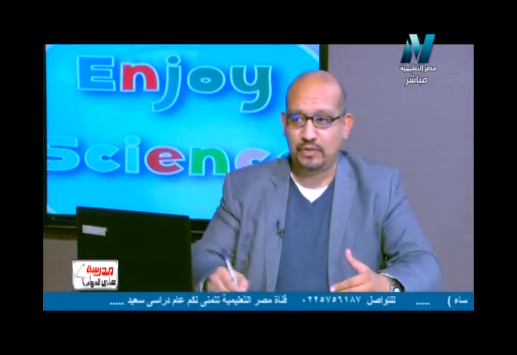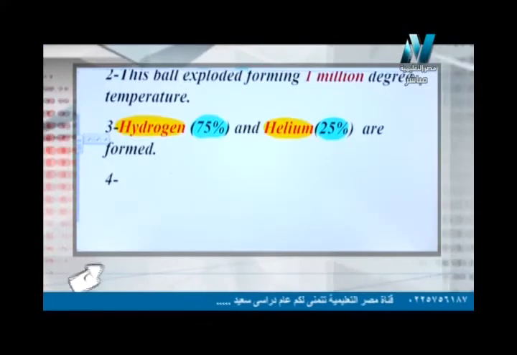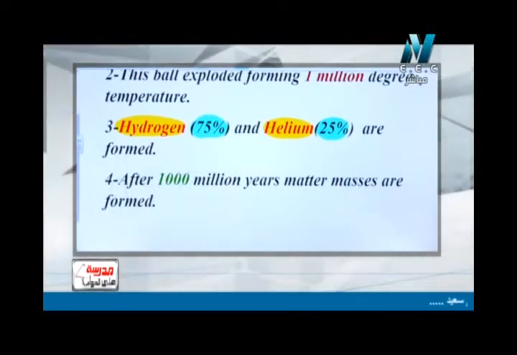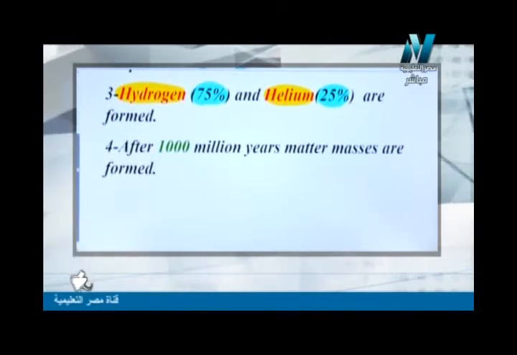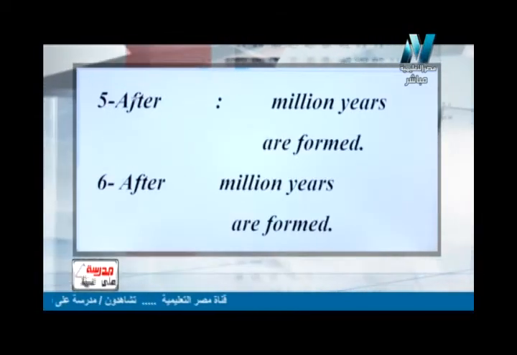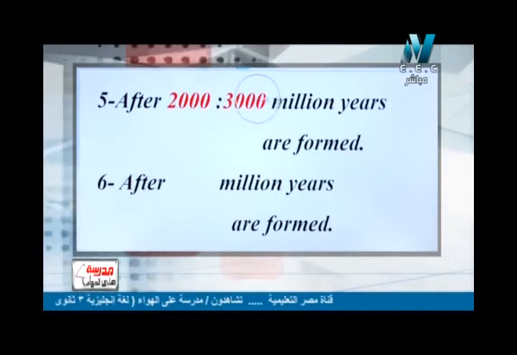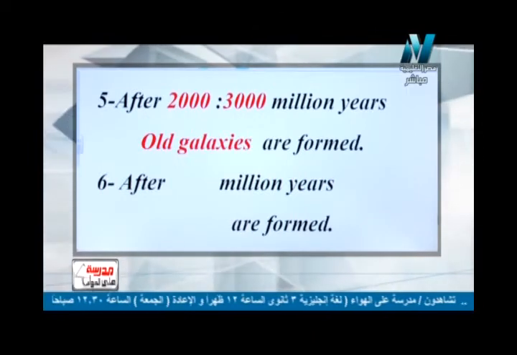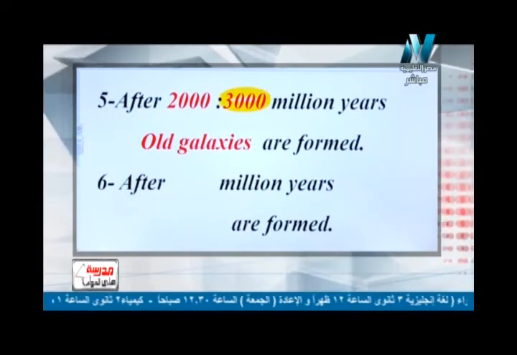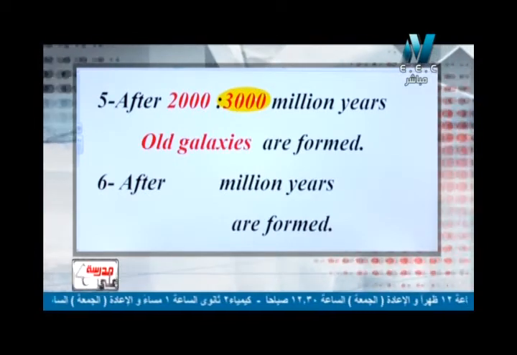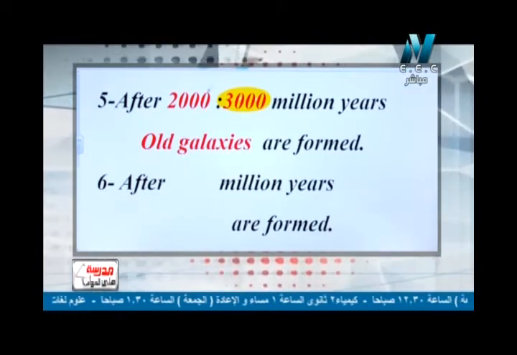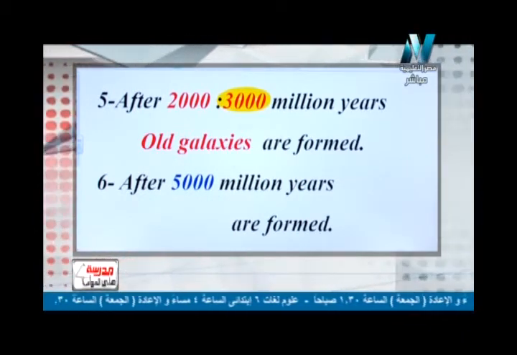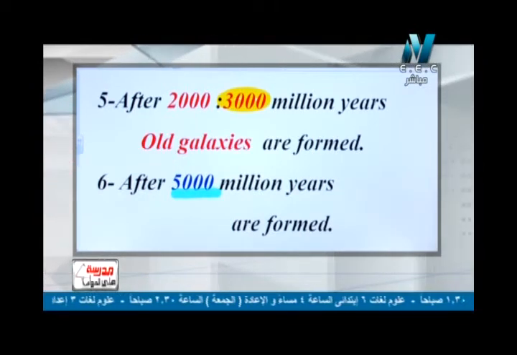Now number 4. After 1,000 million years, matter masses are formed. After 1,000 million years, matter itself started to form. Then after 2,000 to 3,000 million years, the old galaxies are formed. We must remember this number; we can say 3,000 million years, the old galaxies are formed. But after 5,000 million years, we should remember what is formed here.